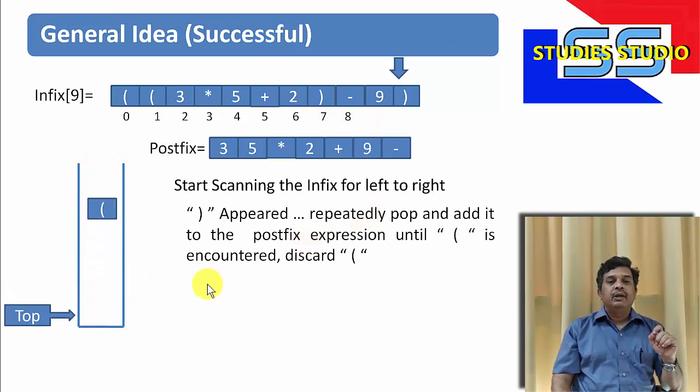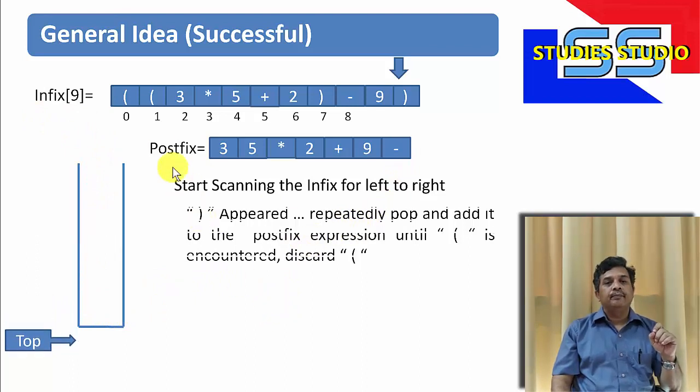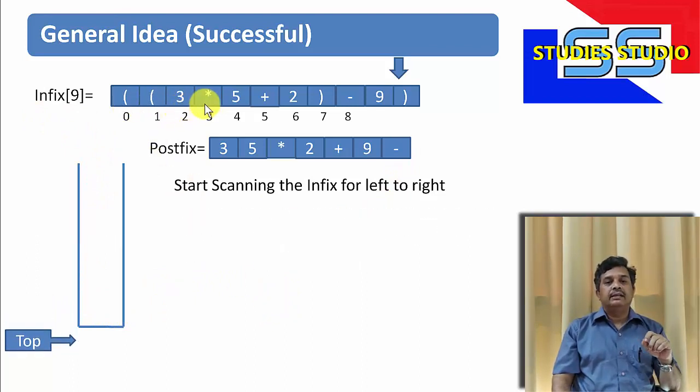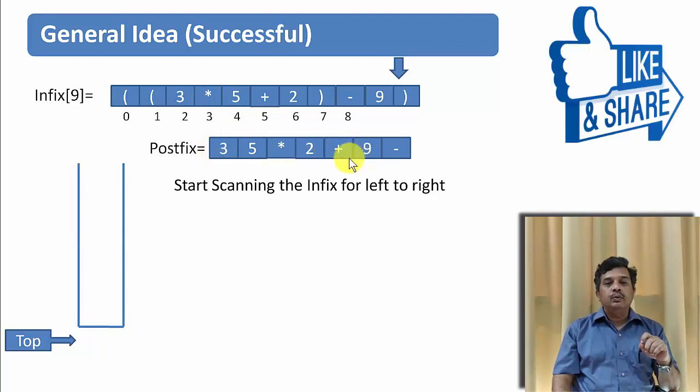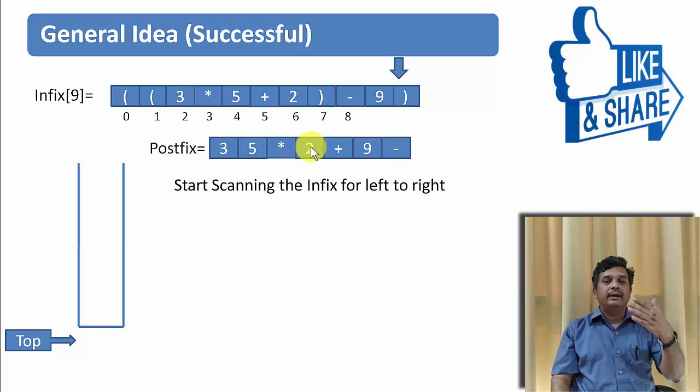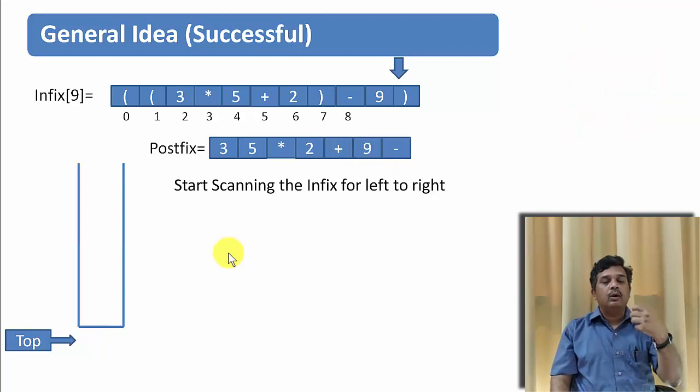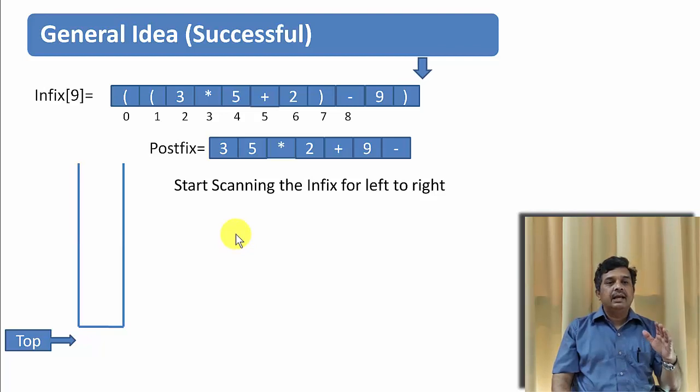Now you see, with the same expression and the change in the operation, the expression changed. Here for this infix expression, the postfix expression is 3, 5, star, 2, plus, 9, and minus. I hope you understood this algorithm, and along with that you understood the example. So let us see the program segment.